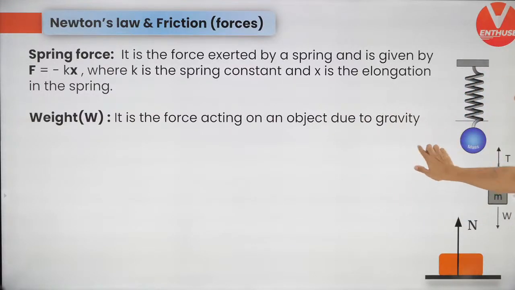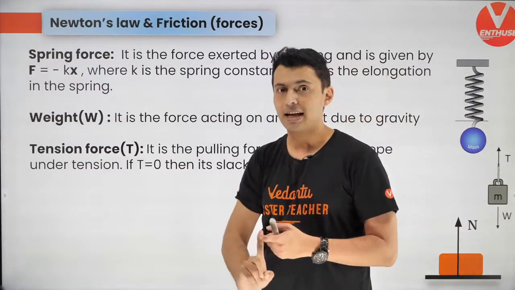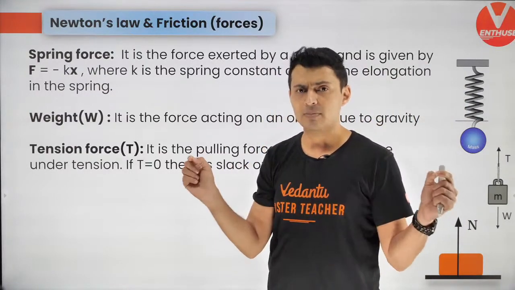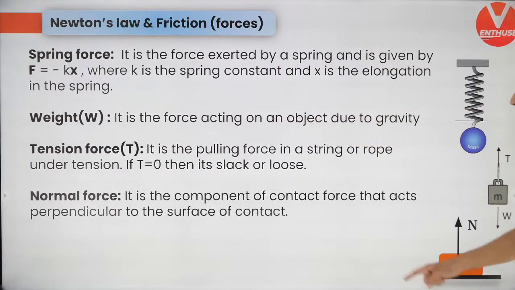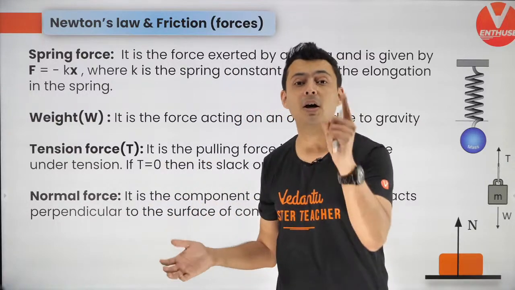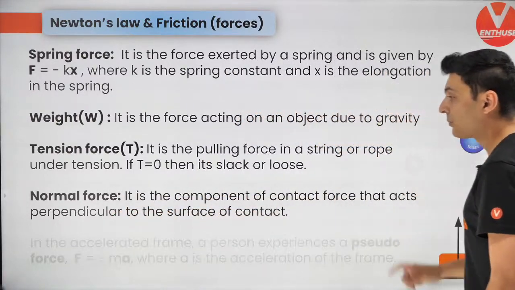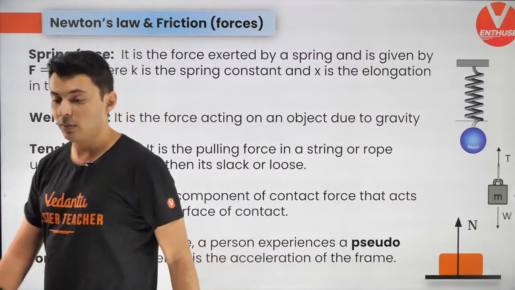Okay, so that is weight, then tension. Tension, if it is zero, the string has become slack. Whenever you see a problem where tension has become zero, remember it has become slack, or it has become loose. Normal force, whenever you see a problem where the contact has been lost, make the normal force zero. Keep this in mind. And pseudo force.